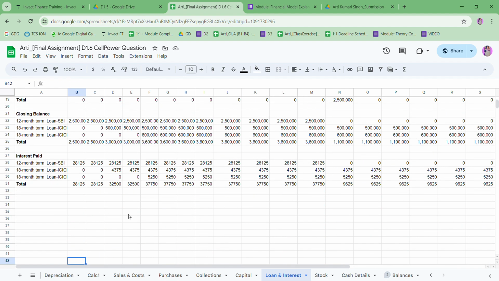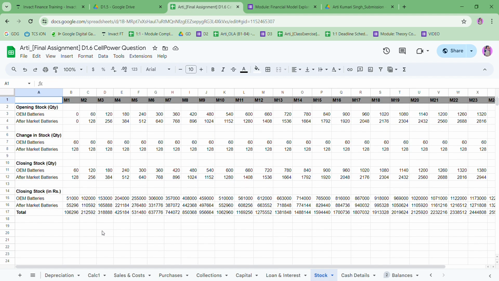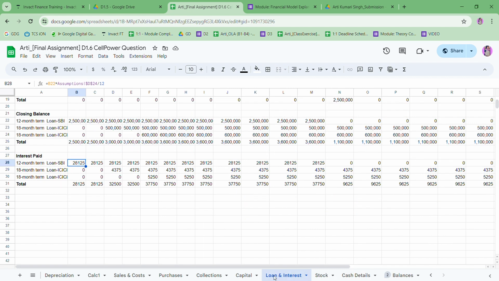Now for interest paid, we can see that it is calculated by multiplying the closing balance with the respective interest rate, divided by 12. The respective interest rate is referenced from the assumption sheet, where we have shown the related information. And stock, we can see that we have calculated our stock. So in loan interest we have calculated our interest paid amount.